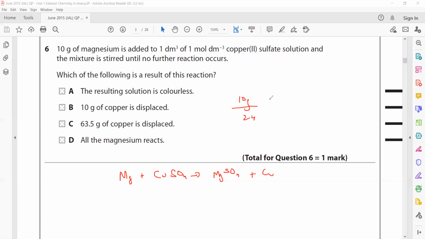The moles are 0.41. And how many moles of copper sulfate are there? Concentration is 1 and volume is also 1. So this is 1 mole of copper sulfate and 0.41 moles of magnesium. You can clearly see the ratio is 1:1. If we have 0.41, we have more than enough copper sulfate. So magnesium is the limiting reagent, and copper sulfate will be the excess reagent. So what will happen? All the magnesium will react.